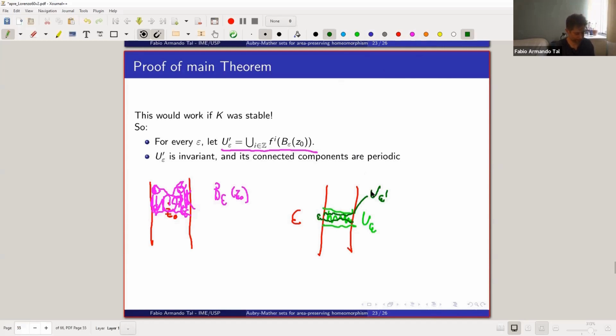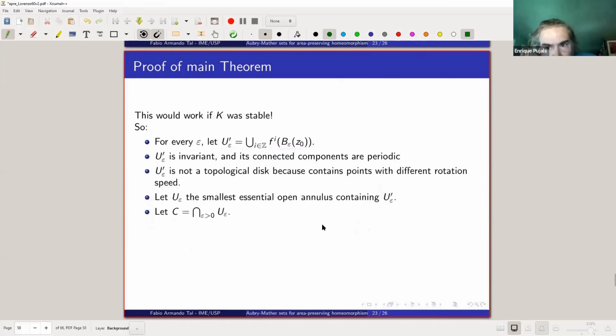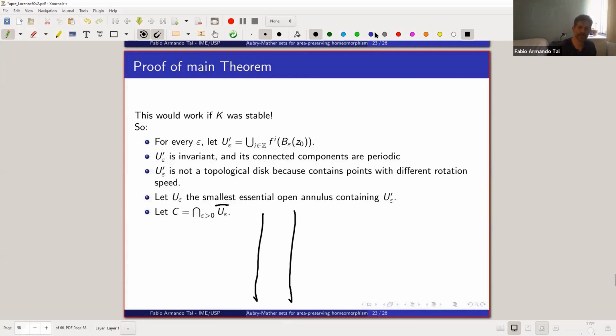And I can take C to be the intersection of the closures of all these U epsilon. And this C is going to be an invariant set, with the property that if I start sufficiently close to Z0, I'm going to be able to go to any point in C. So this set C in the annulus is some region. Here is my Z0, and C contains Z0. It's an annular thing because I'm taking the nested intersection of closed annuli.